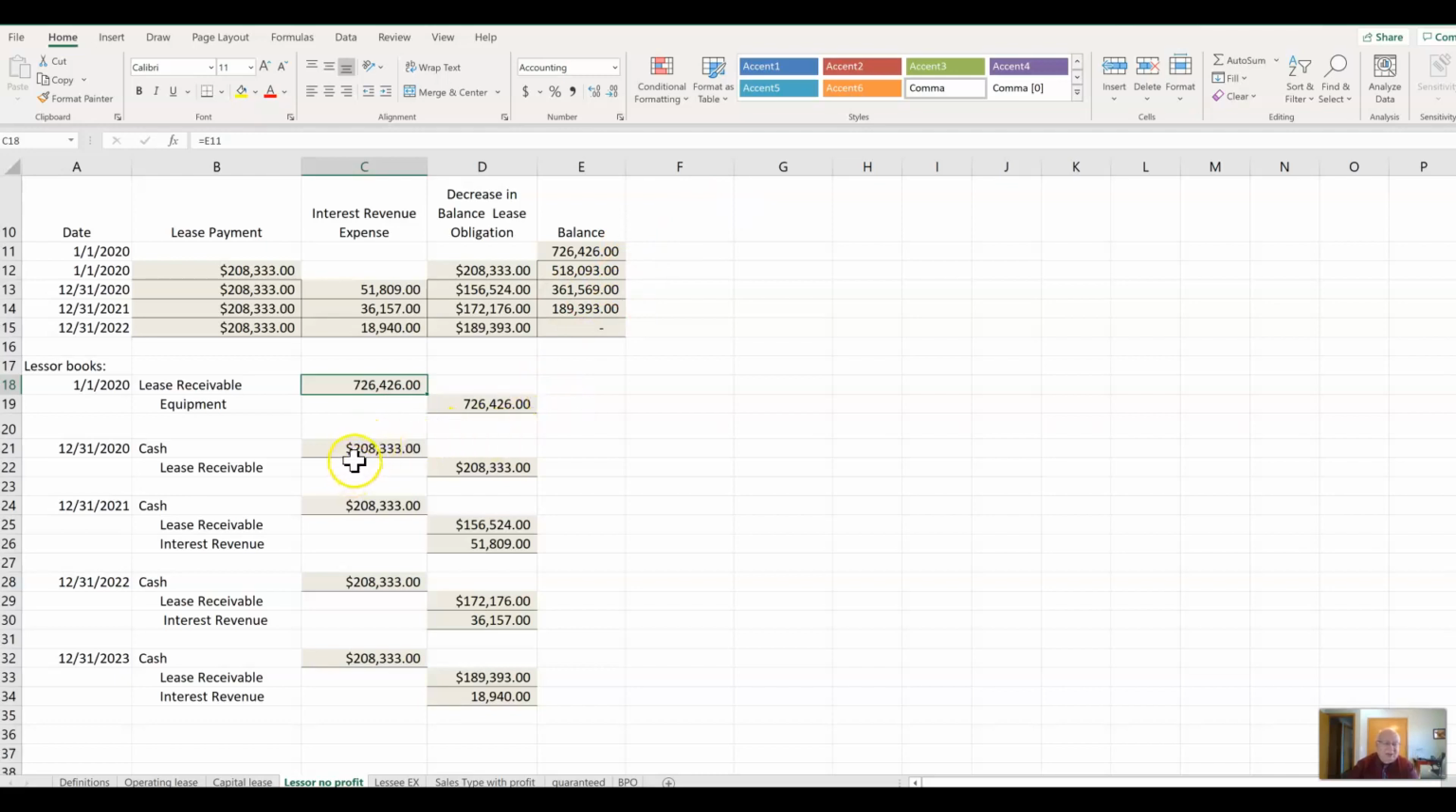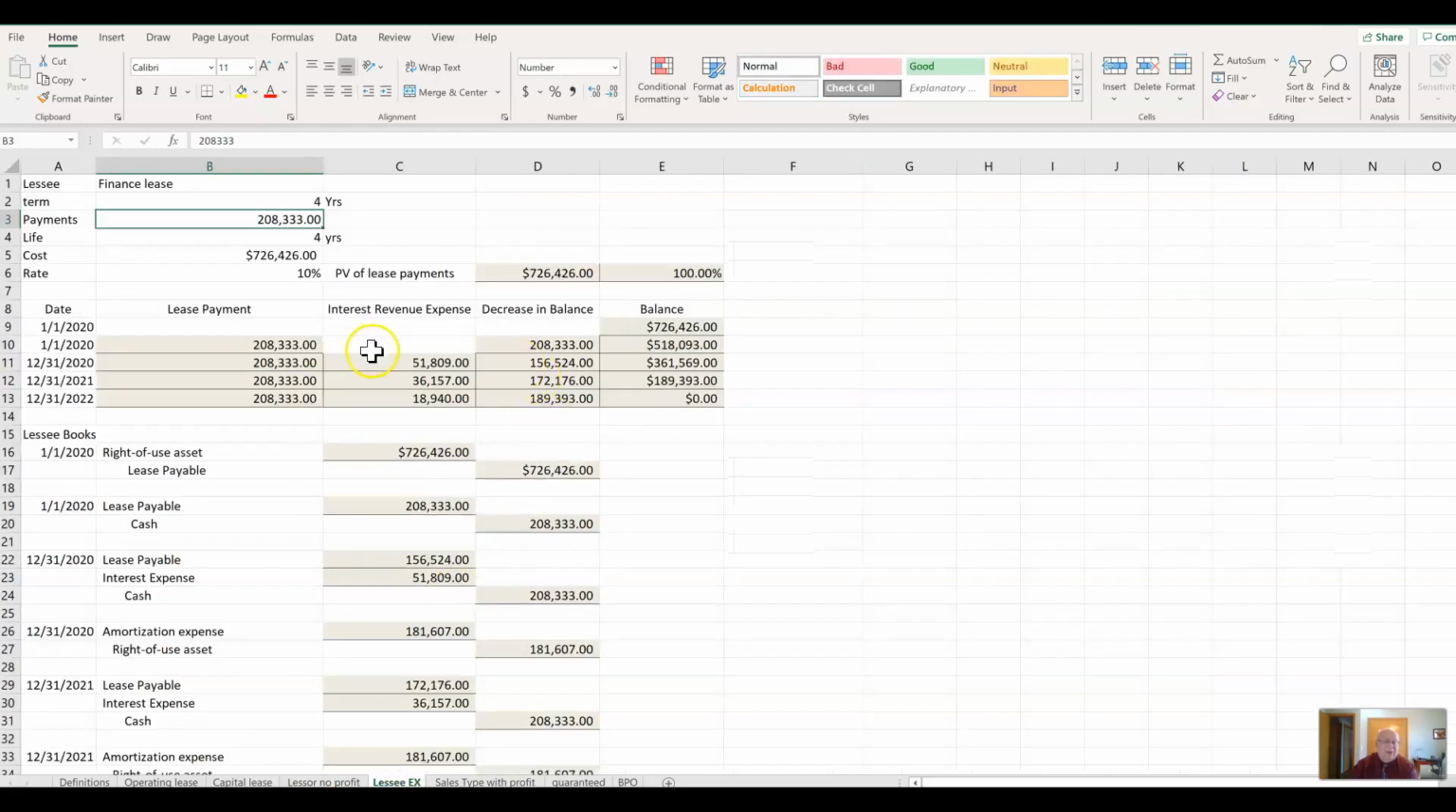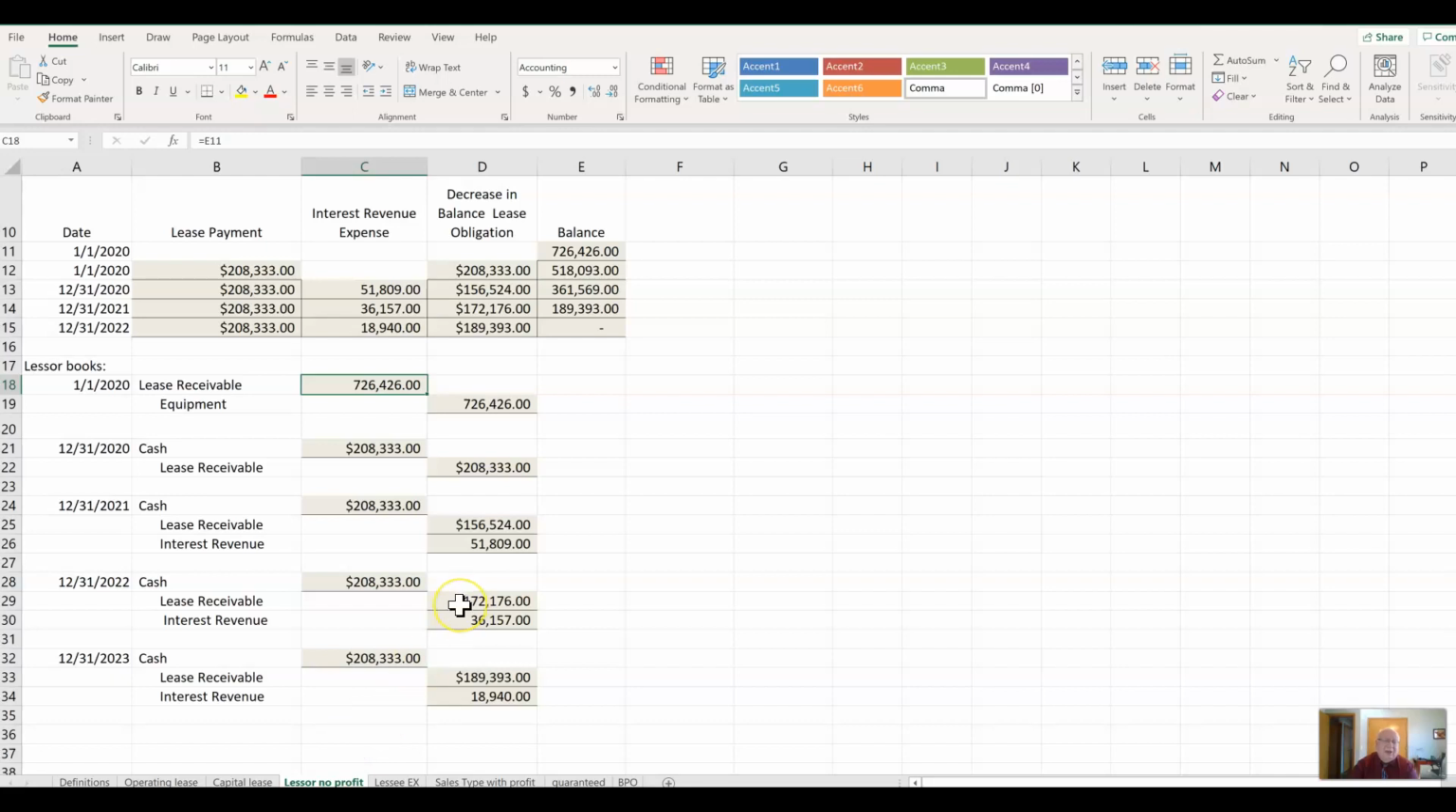Then you have the cash that you received. And then you just go through the chart. This is the cash payments here. This is your lease receivable decrease. And this is the interest revenue you record. And if you notice, it's also the exact same numbers we had on the lessee's books. The difference is, and that's why I have interest revenue expense, because sometimes I use them for the same chart. Makes life a little bit easier to do.